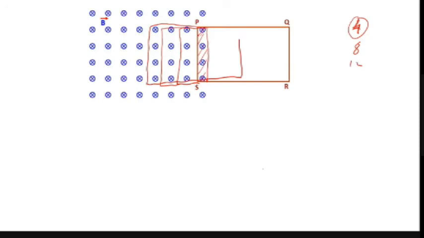Now I'm moving further, so it has reached here. This is a new position. Now how much flux is associated? So I'm taking it as 16. Like that it is going. So there is an increase in flux associated. Therefore, there is an induced EMF.